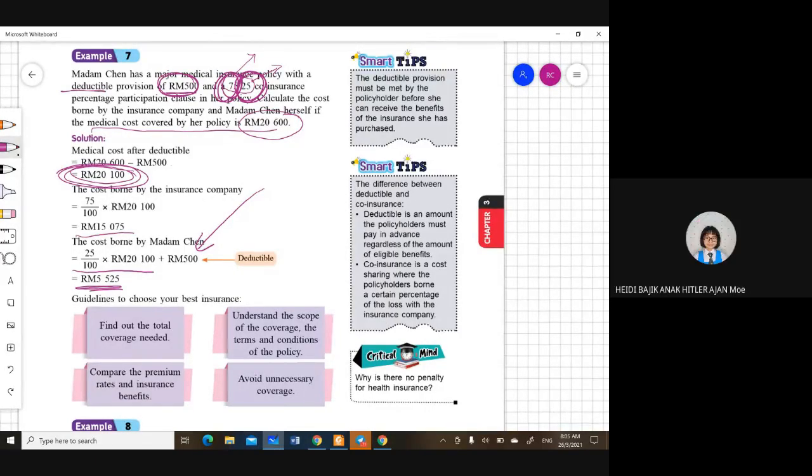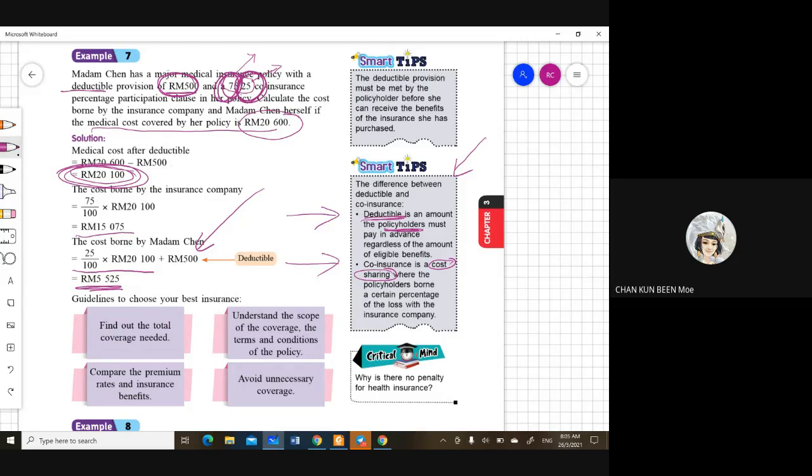Okay, then we look at this part over here, the difference between deductible and core insurance. You can see directly over here, deductible is the amount the policyholder must pay in advance regardless of the amount of eligible benefits. So this is the amount that is paid by the policyholders. Whereas core insurance is a cost sharing where the policyholder bears a certain percentage of the loss with the insurance company. So it's a cost sharing between the policyholder and the insurance company. There is a difference between the deductible and the core insurance.